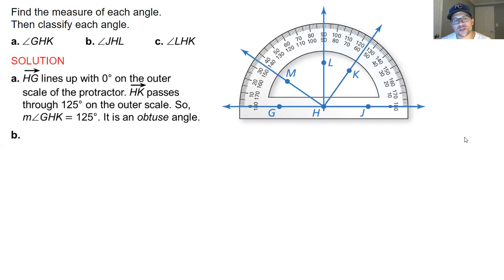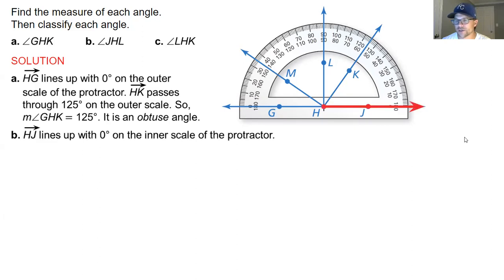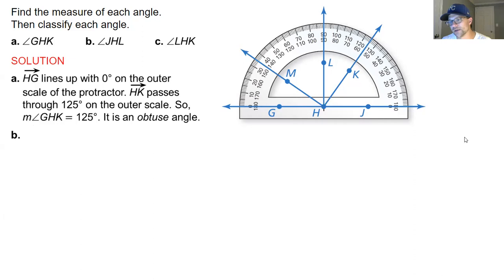Okay, part B, JHL. We're going to go ahead and start with the side that is JH because it is pointing to the right. And again, this time it's going to line up with the 0 on the inner scale of the protractor, the inside track. So again, if I take away that line, you can see that the 0 is on the inside. So that's the set of numbers we're going to be looking at for our other side.